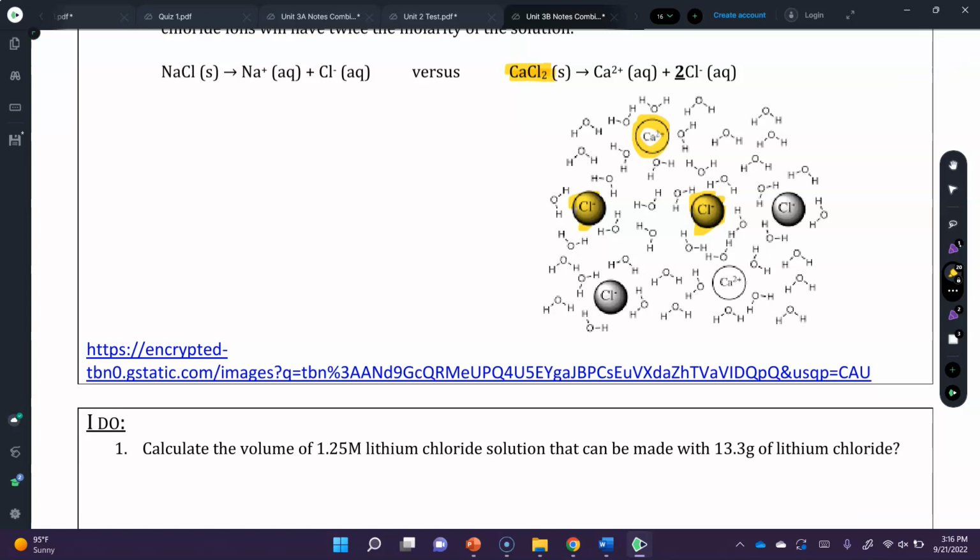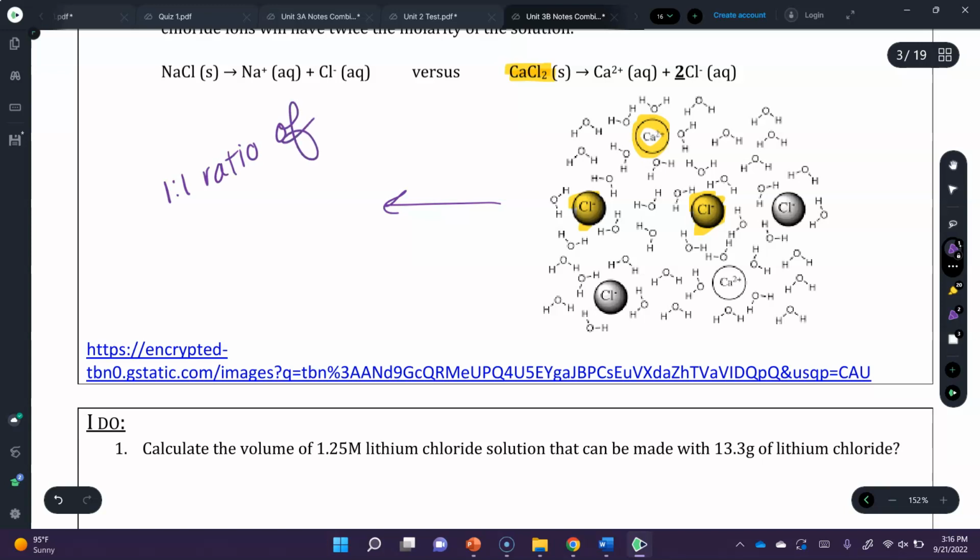The difference here is that over here you would have a 1-to-1 ratio. So you'd have half as many chloride ions. When we dissolve and we look at the ratio or concentration of ions, it's going to be based off the chemical formula. So you need to pay attention to your subscripts. So I have 2 to 1. That means that we have a 1 calcium to 2 chloride ratio.